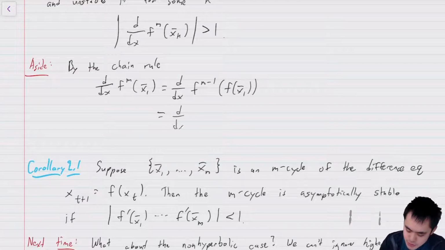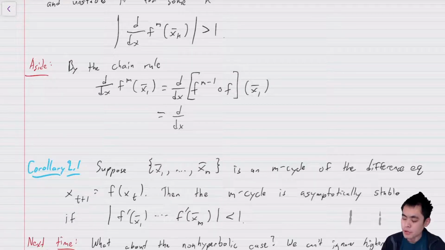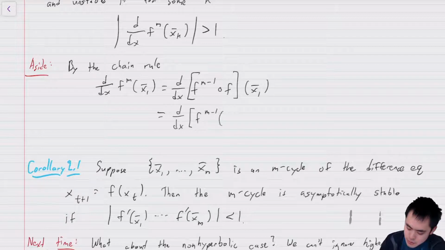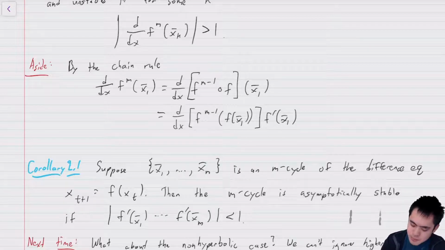So this is the same as d/dx of the entire thing. You need to be a little bit careful with notation here. d/dx of x1 bar. And so when you apply the chain rule, that gives you f^(m-1) of f of x1 bar times f prime of x1 bar.